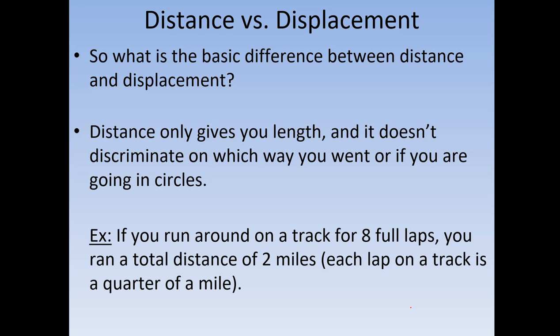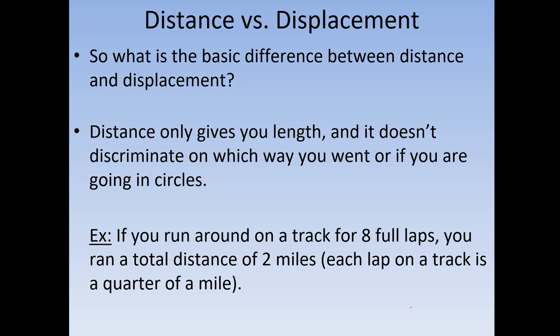All right, so some examples of the difference between distance and displacement. So again, because distance gives you the full length, it doesn't really discriminate between direction. And it can't really tell the difference between whether or not you're going in a straight line or you're going all around in circles. So a good example of this is if you go onto a track, typical tracks are each lap is about a quarter of a mile. If you go on a track and you run 8 full laps, then you ran a total distance of 2 miles.